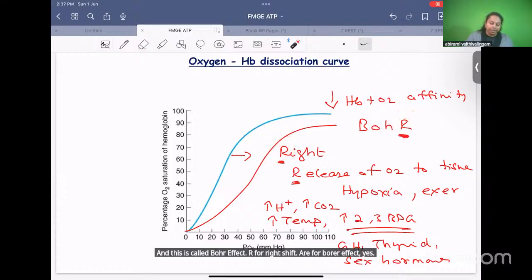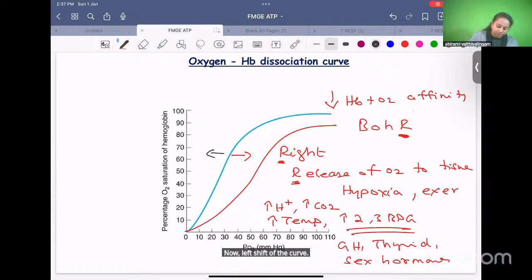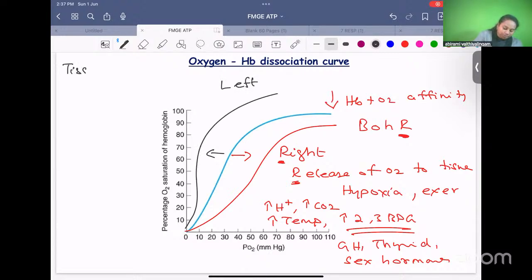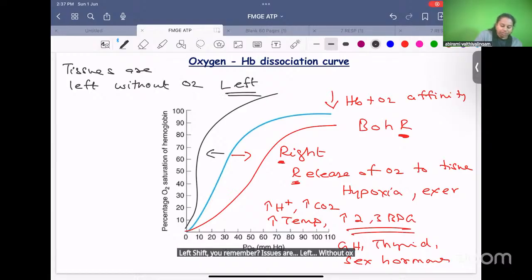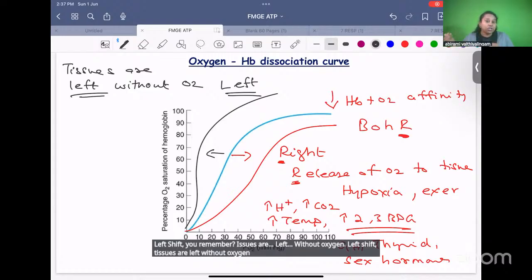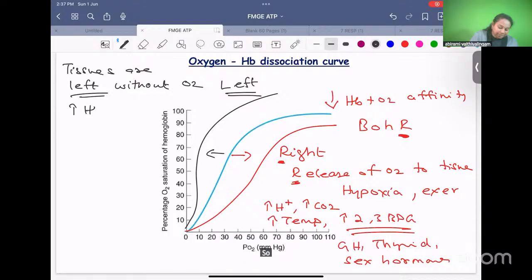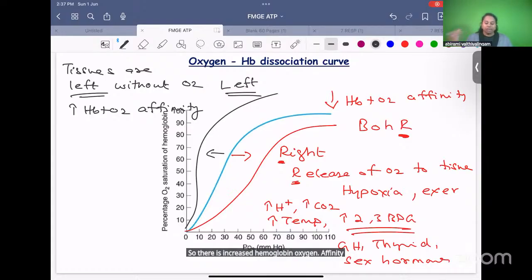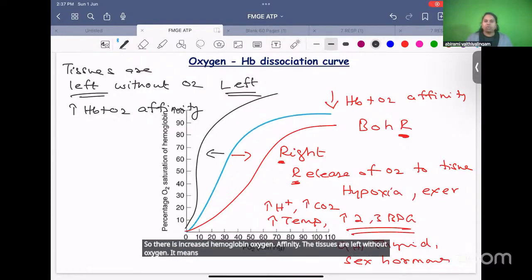Yes. Now, left shift of the curve, if the curve shifts to the left. Left shift, you remember, tissues are left without oxygen. If the tissue is left without oxygen, where is all the oxygen? It is with hemoglobin. So there is increased hemoglobin oxygen affinity. The tissues are left without oxygen. It means all this oxygen is with hemoglobin itself. Hemoglobin oxygen affinity is more. So this is left shift of the curve.